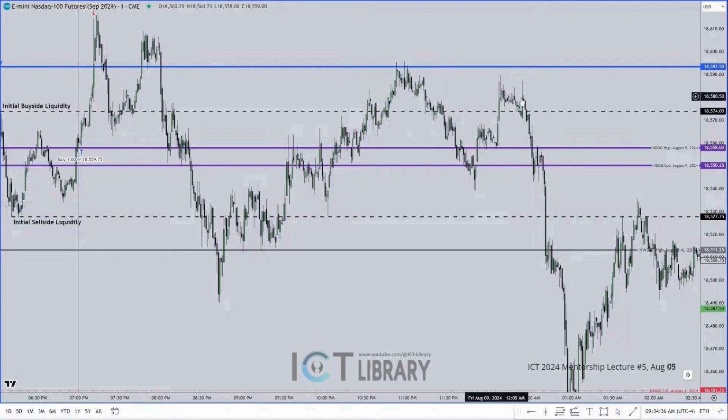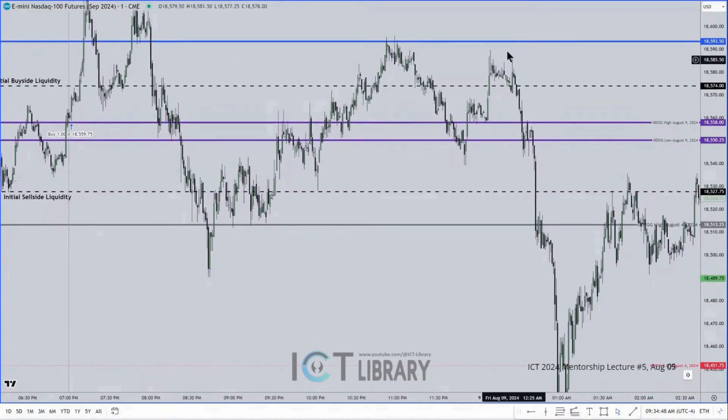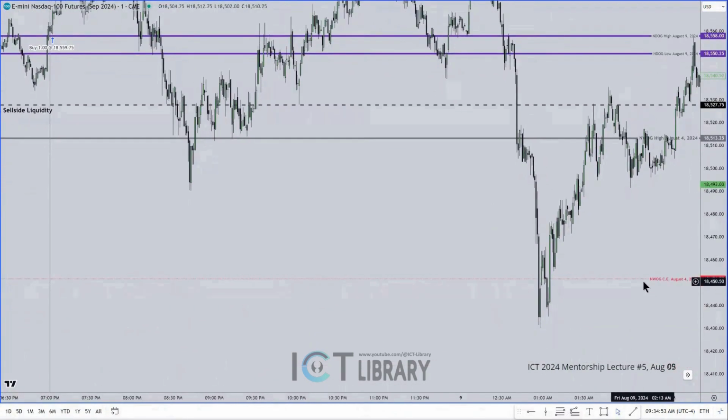Same thing here. We have that run up. It looks like a bull flag. Retail's going to say, oh, it's going to run higher. No, it's not. What's it doing here at 12 o'clock in the morning? All this run goes down to a random midpoint, consequent encroachment of the new week opening gap.